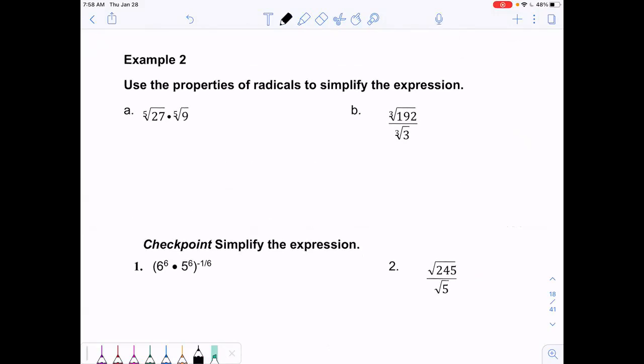So see if you can think about the 5th root of 27, the 5th root of 9. Part B is the cube root of 192 and the cube root of 3. And then looking at the 2 checkpoint problems, think about what we would do with those. So try and get those 4 problems simplified. You might need to use your calculator to help. But when the radical is the same, you're allowed to multiply them. That's the product property. When the radical is the same, you're allowed to divide them. That's the quotient property.